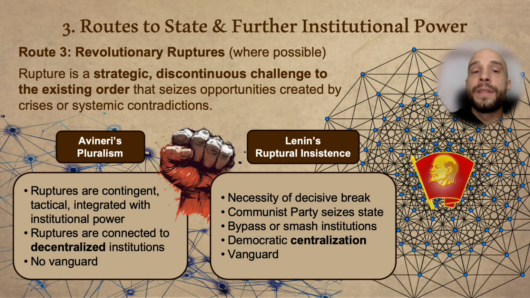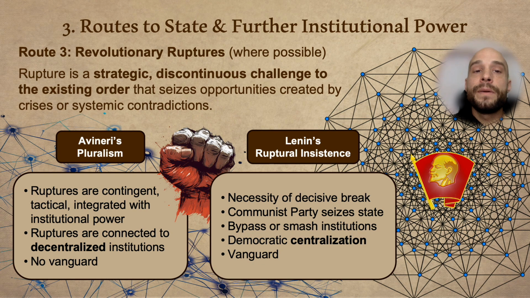Avineri shares with Lenin the recognition that rupture may sometimes be necessary, especially in contexts where capitalism's contradictions erupt violently or where reformist paths are blocked. He also agrees that transformative change occasionally requires confrontation and rapid seizure of power. However, Avineri's approach is fundamentally different. Rupture is contingent, tactical, and deeply integrated with institutional power.